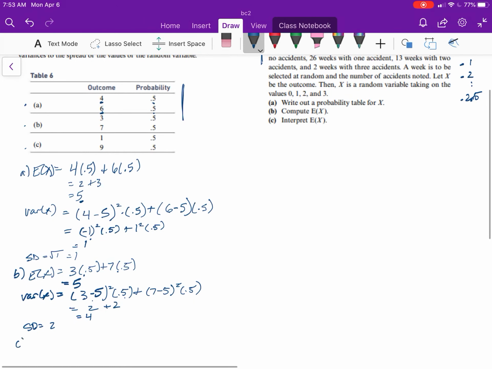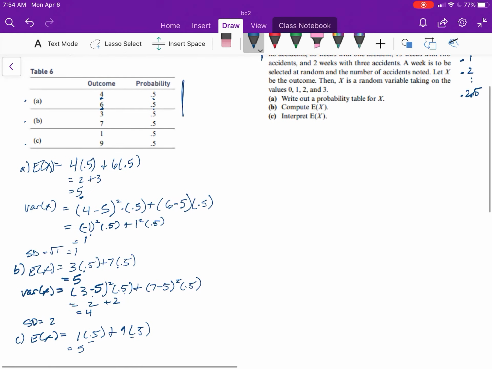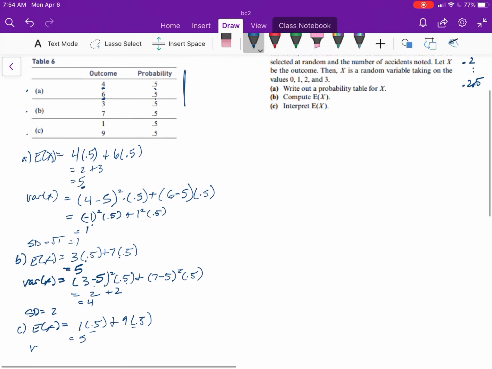All right. For C, the last one, expected value: we have 1 multiplied by 0.5 plus 9 times 0.5. That's a half plus 4.5, we get 5. Okay, variance.